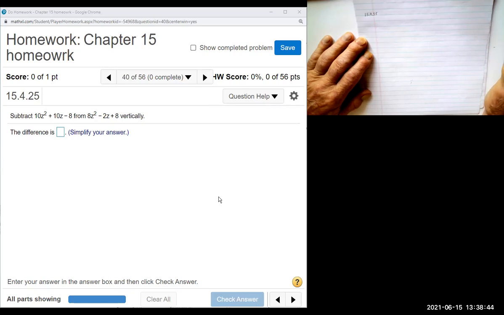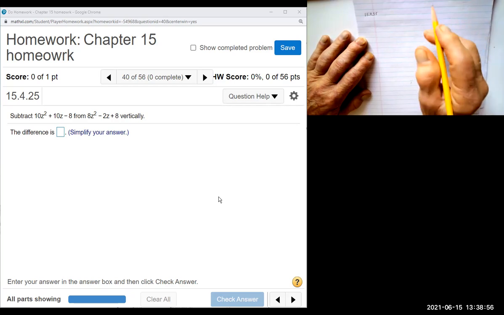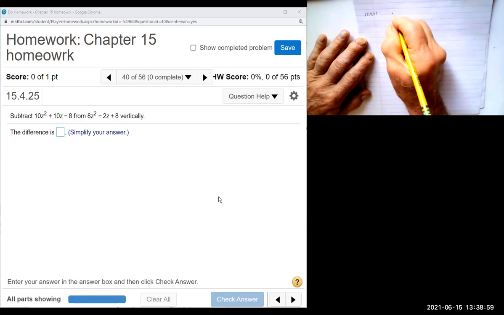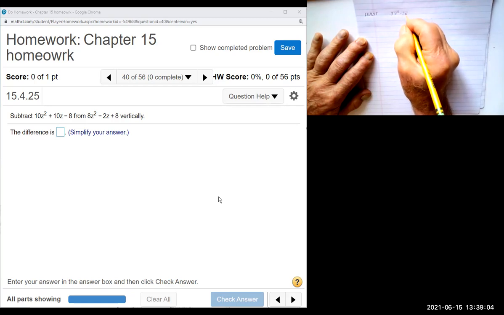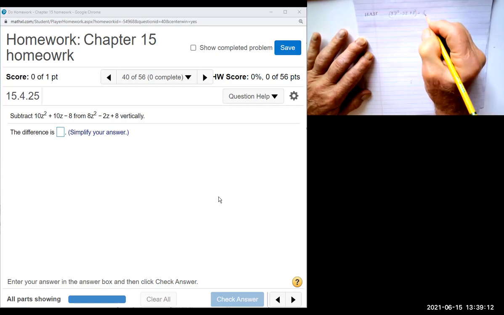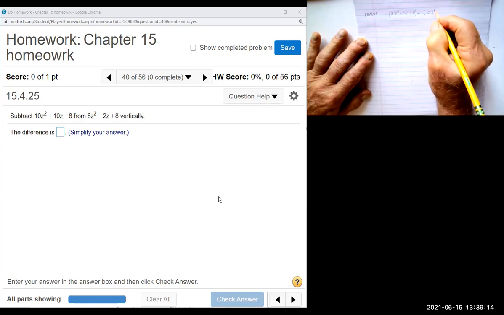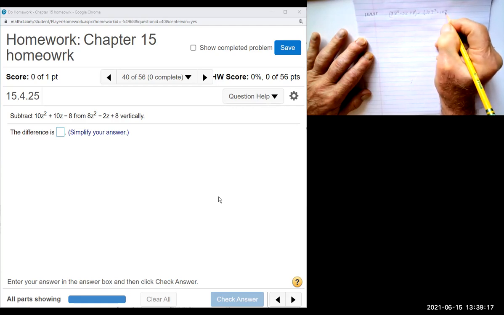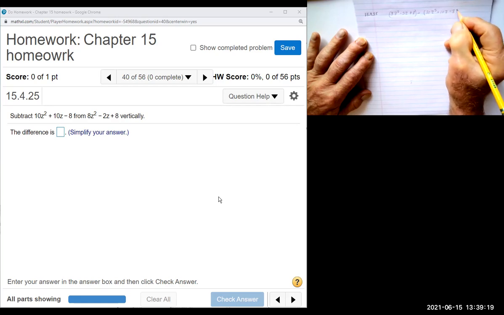We are asked to subtract the first polynomial from the second polynomial. Do not subtract in the order given. That would be a common mistake. We're asked to subtract from 8z squared. So I'm going to put 8z squared first, minus 2z plus 8. So from that polynomial, we want to subtract from it the polynomial 10z squared plus 10z minus 8.